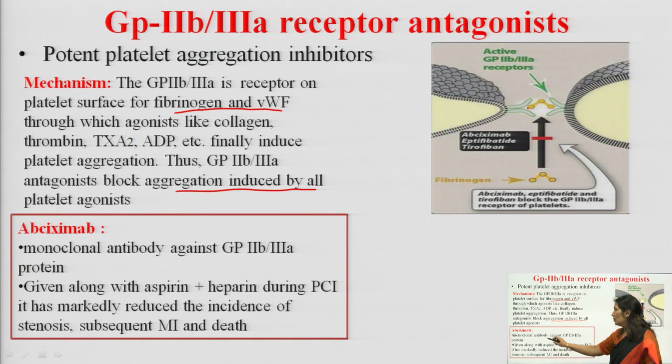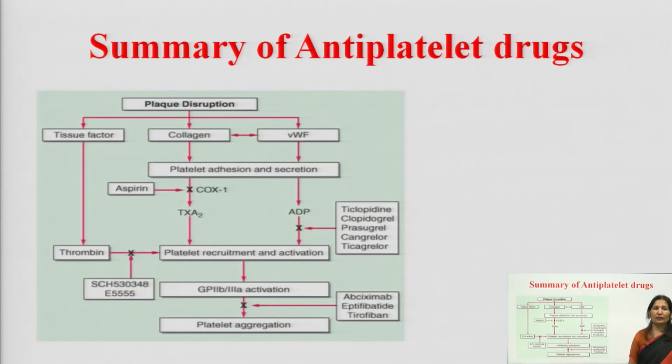Abciximab is a monoclonal antibody against these receptors. They are given along with aspirin and heparin during percutaneous intervention. It has markedly reduced the incidence of stenosis, subsequent myocardial ischemia and death. So this is the summary of antiplatelet drugs: how aspirin inhibits COX, the ADP antagonists and the GP2B3A receptor antagonists.